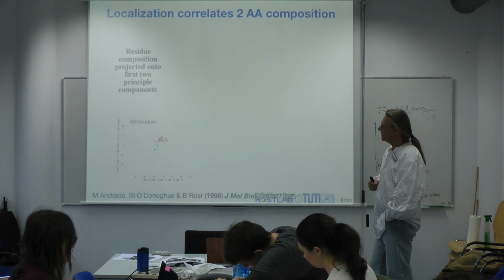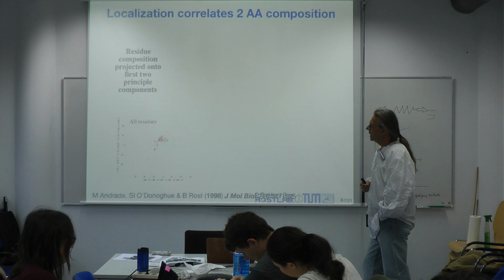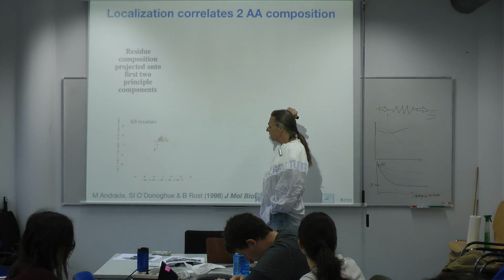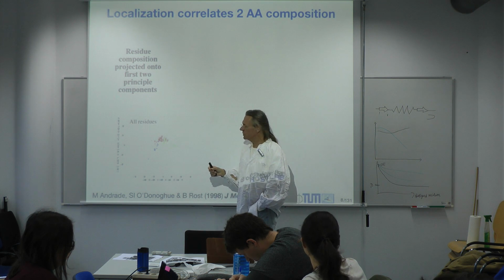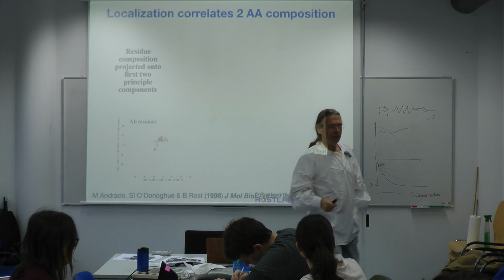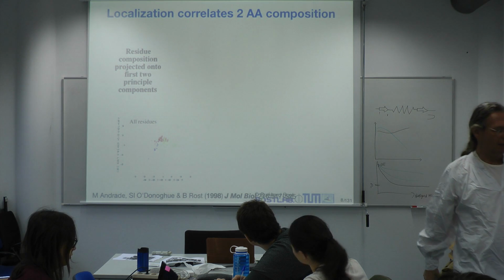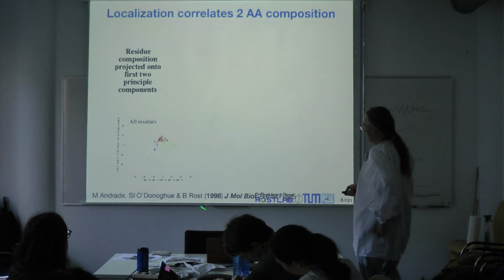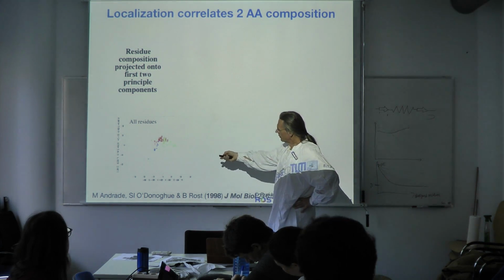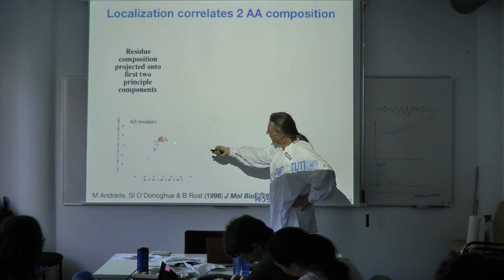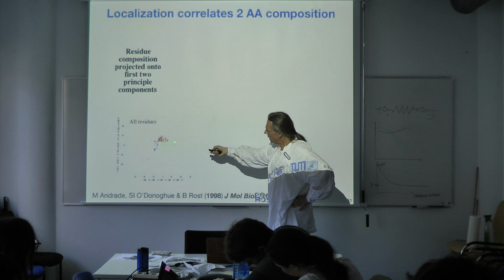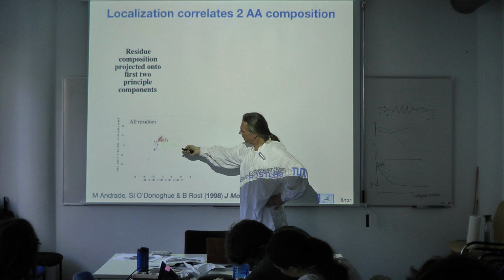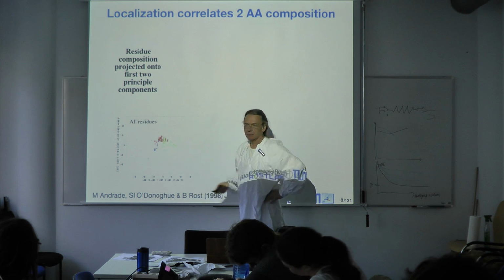What I show here is the residue composition on 2 and 3 principal components. I'm sorry for the quality of the slides. Maybe for these few I switch off the light. They are old slides here from '98. So this one here in light green, those are the nuclear proteins. In red is cytosolic, and blue is extracellular.